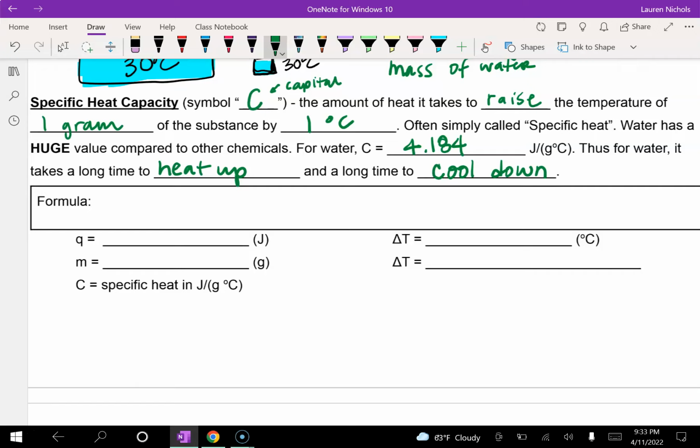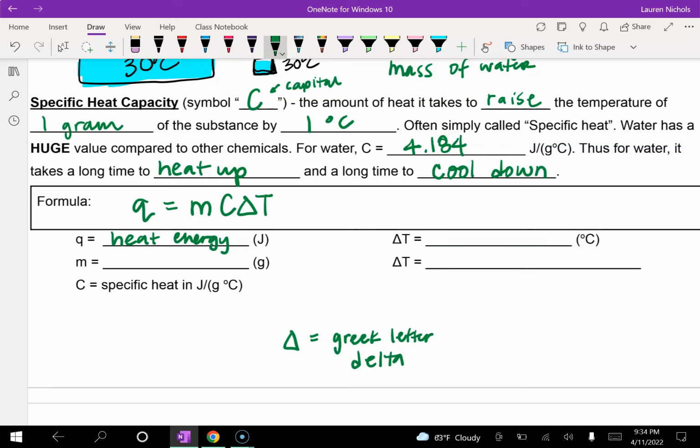And so the formula we use for this is Q equals MC delta T. This triangle is the Greek letter delta, which you might be familiar with from fraternities and sororities. So we're going to go through what each of these variables mean, okay? Q is your heat energy, which I know is annoying, that's not an H, and its unit is joules.